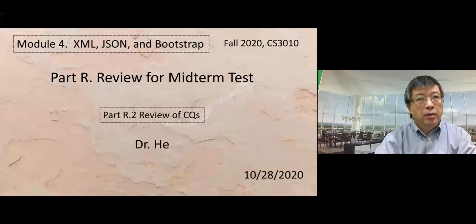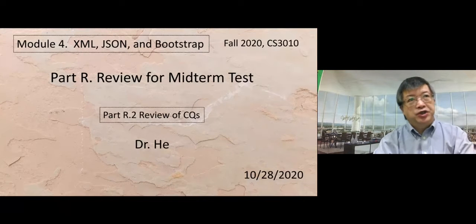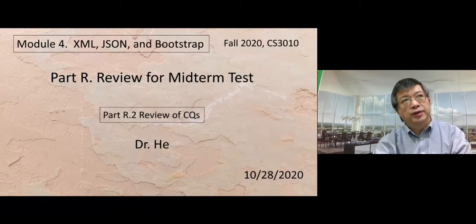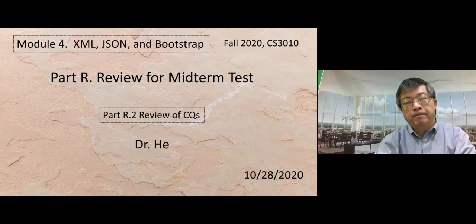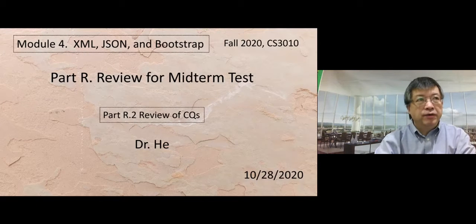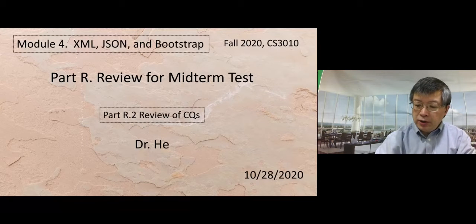Now we do review part R.2, Review of Comprehension Questions. I just go through all the comprehension questions and use the symbols I used in part R.1 to mark those, and if I see something interesting, I will explain and make some comments. Right now it is very close to the midterm test, so if I have some more information I can give you, I will try to give some useful information in this review. All right, so let's start.